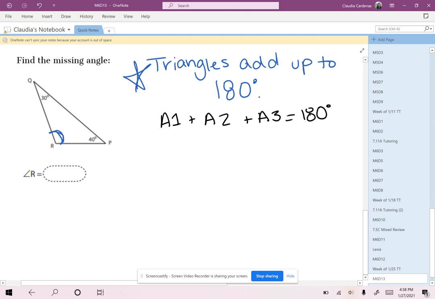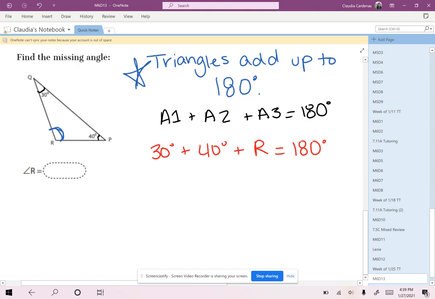So looking at the triangle, I see that we have angle Q is 30 degrees and angle P is 40 degrees. So we're already 2/3 of the way there. So now we can go ahead and start writing our equation with those two numbers. So I see 30 degrees plus 40 degrees. And since we're missing angle R, let's go ahead and use that variable. But we know that they still have to add up to 180.